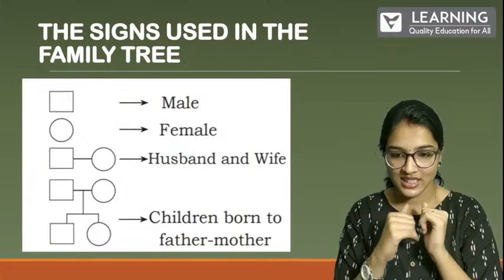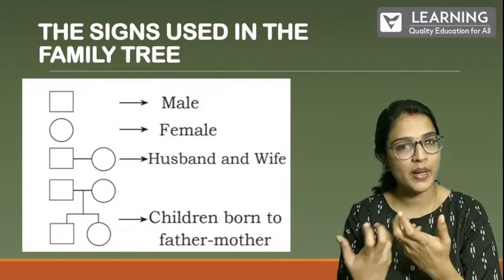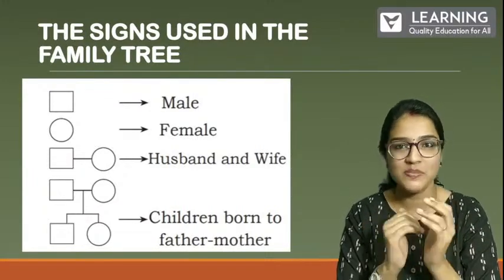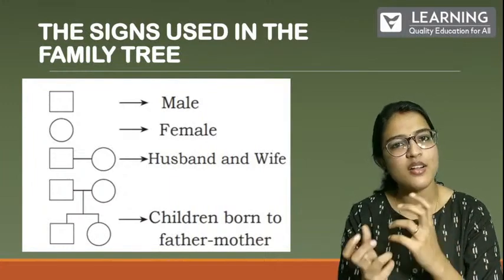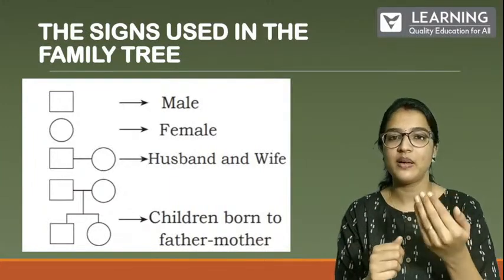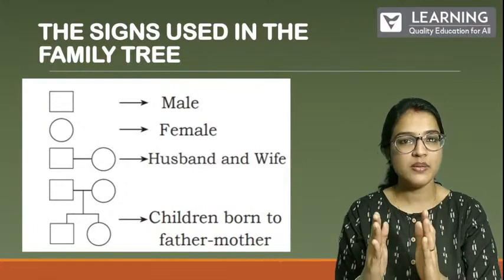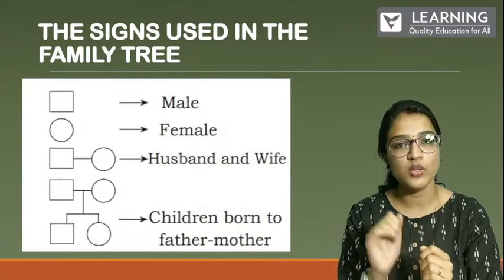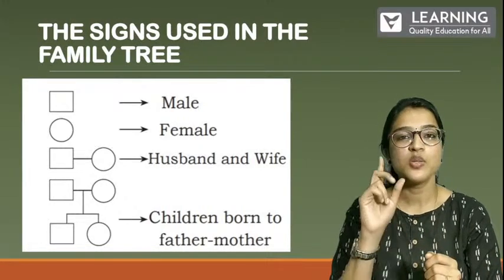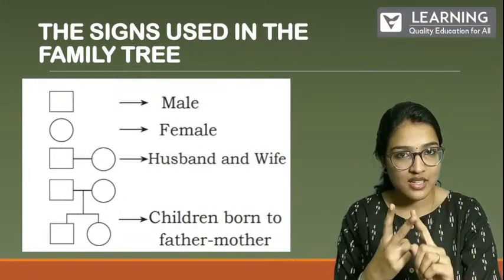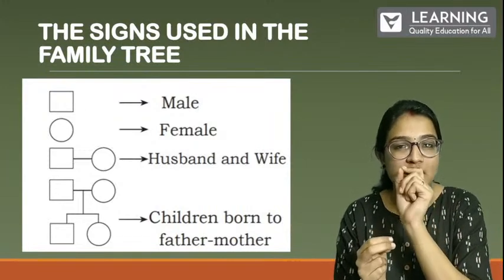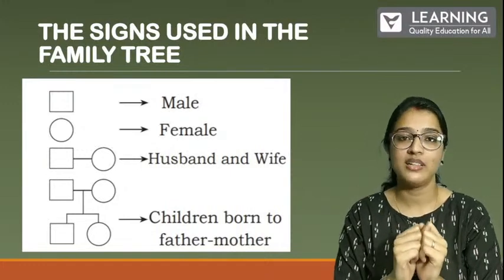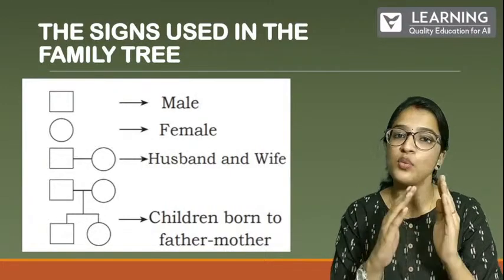Okay. Now look at the third one, husband and wife. So parents, they are husband and wife. Uncle and aunt, they are husband and wife. Grandparents, they are also husband and wife. So how do we represent husband and wife? Husband means a male, wife means a female. So we need both square and circle. We'll use a square and a circle and we'll join them using a straight line. So as you can see, this is how we will represent husband and wife.